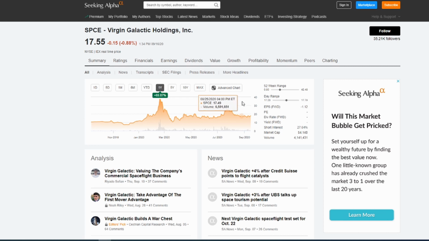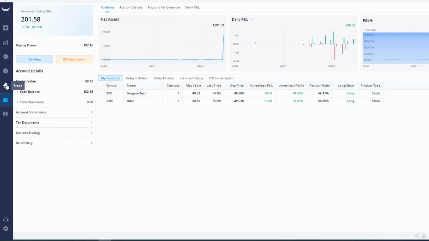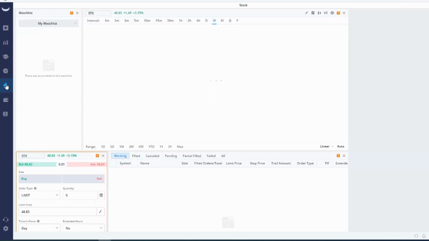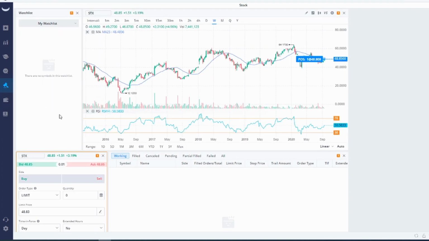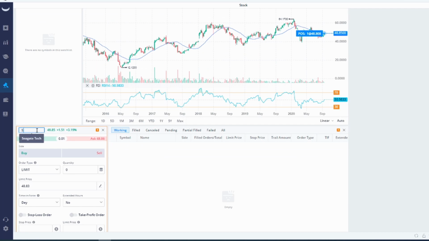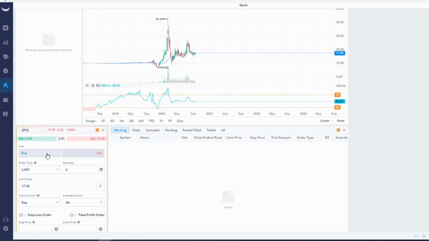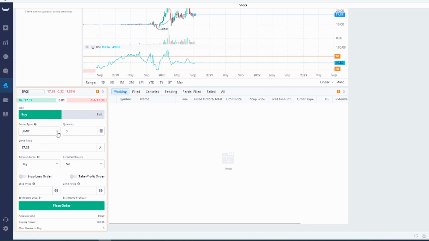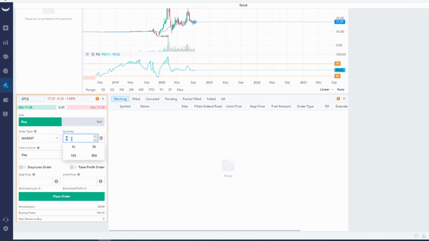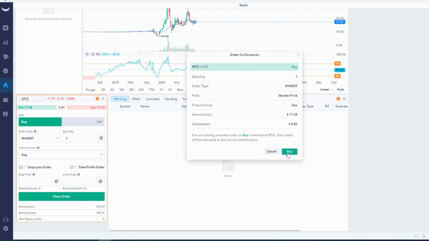So let's go back to Webull. Let's go back to the Trade Center. Let's put in the ticker symbol for Virgin Galactic, which is SPCE. Make sure to do a buy this time. We're going to do a market buy. We're going to buy one share. This will just help us add a little bit of risk to our portfolio since we've got two safe buys and we're now doing a risky buy. Let's place that order. Let's buy.